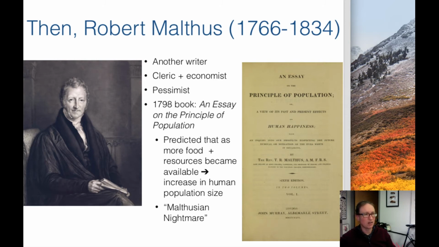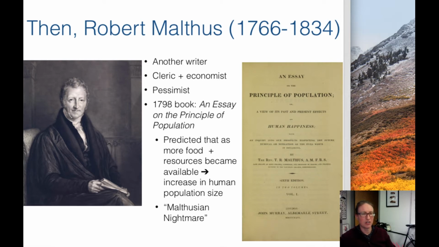Okay, from there we get to a rather dour character. This is Robert Malthus. He was another writer, and he was a cleric and an economist in this same era. He was also something of a big pessimist, so not a guy you'd really want to hang out with at a party, but maybe he did have a point, so sometimes it's worth it to listen to the pessimists. In any case, he wrote a book in 1798, so he'd been evaluating what's happening with population growth. His book was An Essay on the Principle of Population.